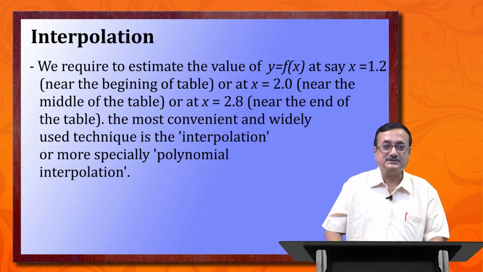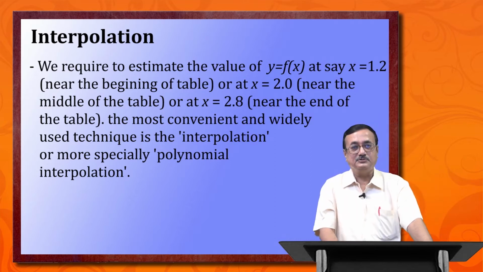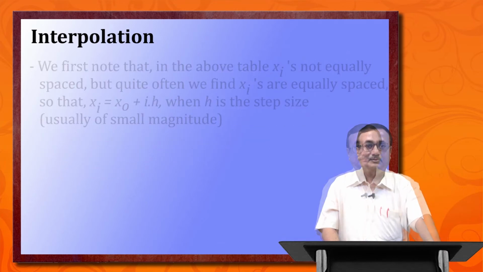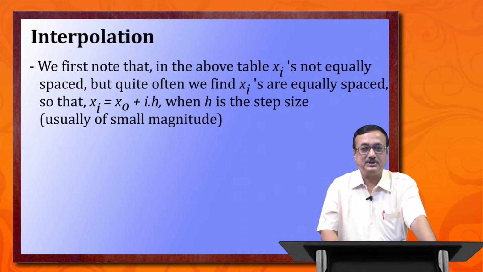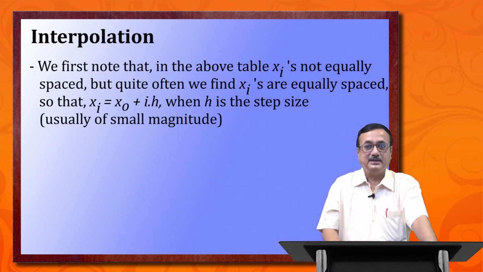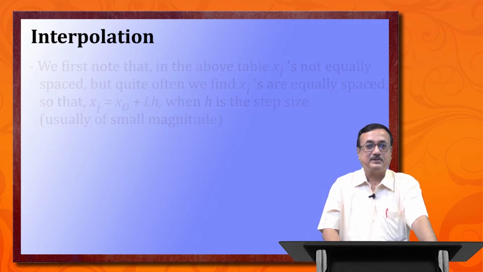at x = 2.0. That is a value which is not given in the table. We first note that in the above table, the xi's are not equally spaced, but quite often we shall find that the xi's are equally spaced, so that xi = x0 + i·h, where h is the step size. Usually h is taken to be very small in magnitude.